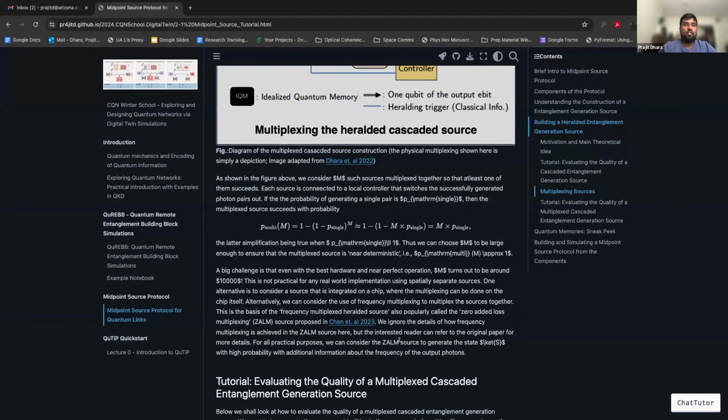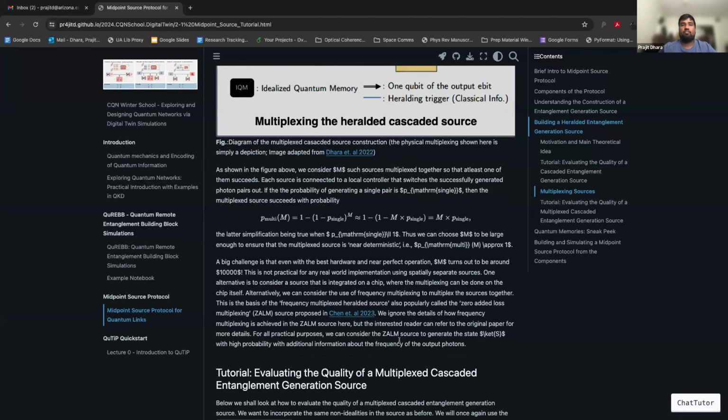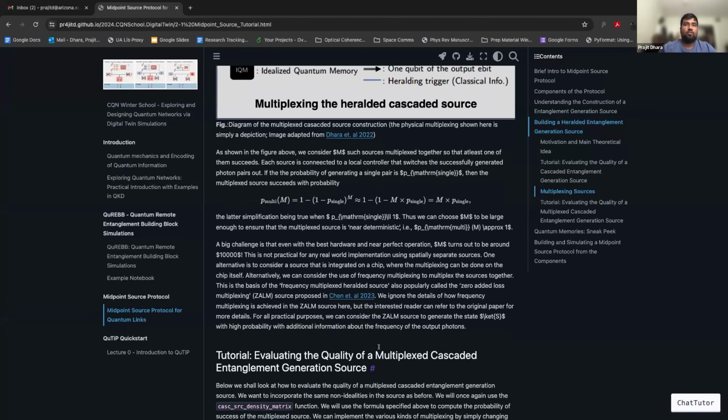We looked at some really interesting trade-offs of how to operate these sources in such a way that you could do way better than simply having SPDC sources. The details of the frequency multiplexing are a bit out of scope for this tutorial, but you can look at the original paper for more details. Specifically, you can think of these ARM sources being able to create the state S with a very high probability, with additional information about the frequency of the output photons.